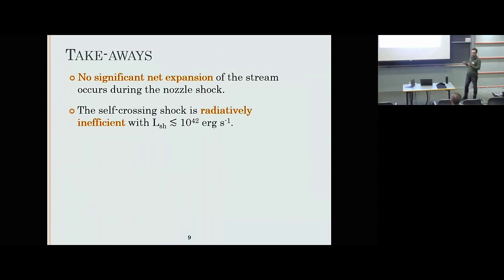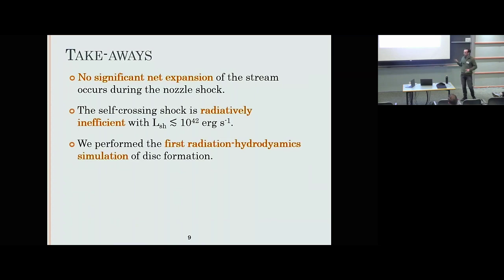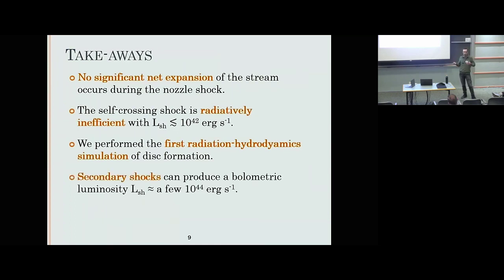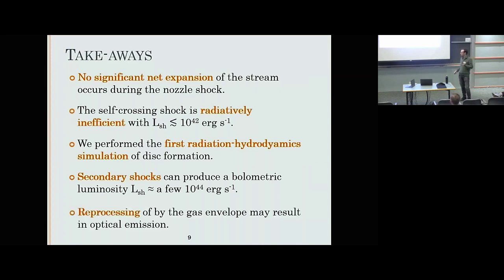The self-crossing shock involving two identical streams is launching a large-scale outflow, but it's not relatively efficient. And we observed, using this injection technique I described, a rapid formation of an accretion disk, and the secondary shocks are radiative and lead to a luminosity that can account for observations, around 10^44 erg per second. And finally, we propose this reprocessing picture, using especially the cold spot region in our simulation, to lead to the optical emission detected from tidal eruption events.